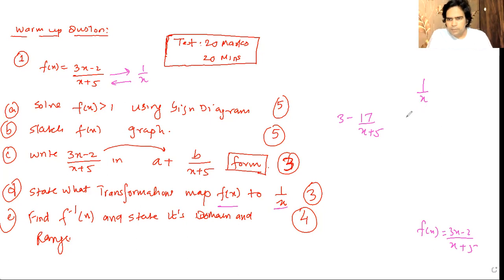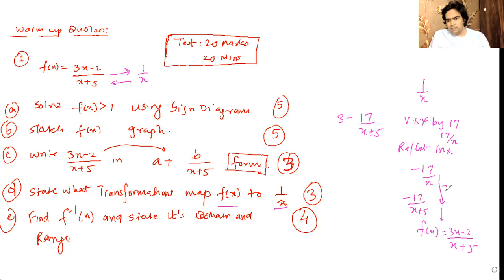Now when you look at this, my first step is a vertical stretch by factor 17, and then I can do a reflection in the x-axis. When I do the vertical stretch by 17, I get 17 over x. When I reflect in the x-axis, I get negative 17 over x. What I do next is translate 5 units to the left, so I get negative 17 over x plus 5.